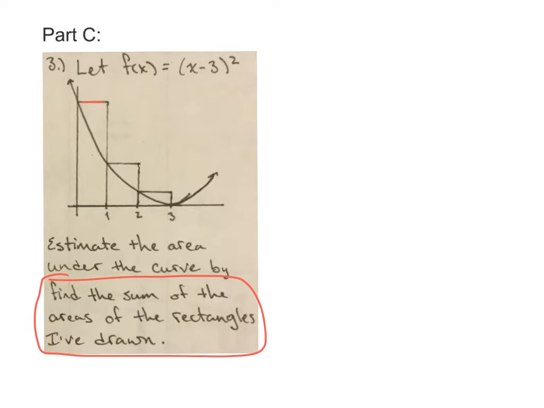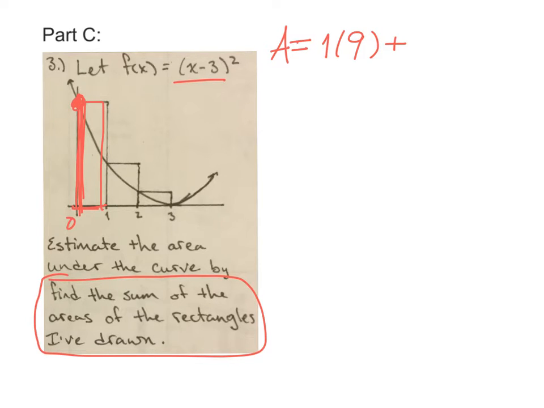So I'm just going to look at each individual rectangle. This first rectangle, to find its area, we'll just go base times height. And the base obviously goes from 0 to 1, that's 1. But what's the height? The height of this rectangle is going to be the functional value when x equals 0. So if I plug 0 in here, 0 minus 3 is negative 3, squared is 9.